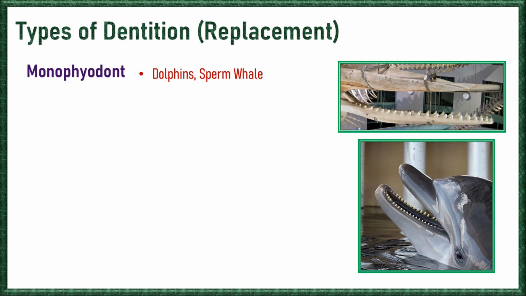Toothed whales such as dolphins and sperm whales have monophyodont dentition. They only have one set of teeth that they use for catching and consuming prey. The number and arrangement of teeth vary among different species within the toothed whale group, but once their teeth are fully developed, they do not undergo replacement.